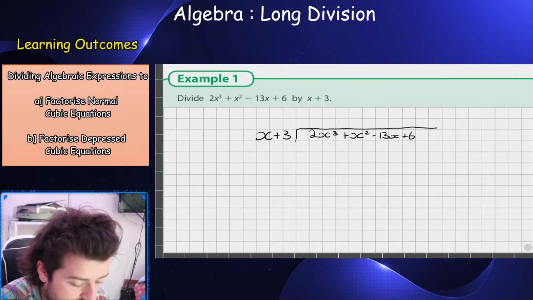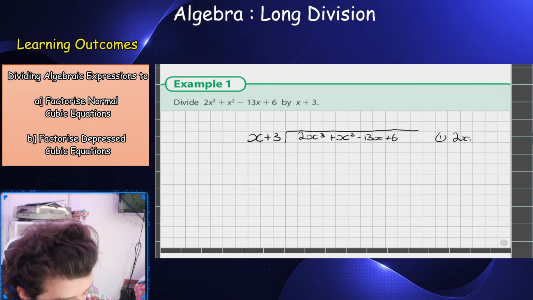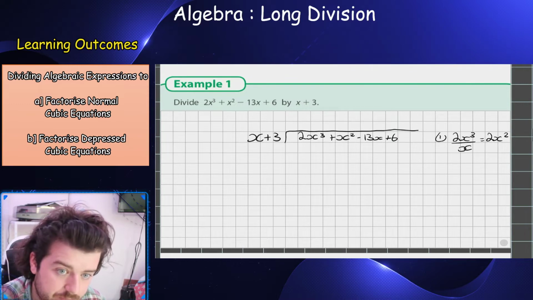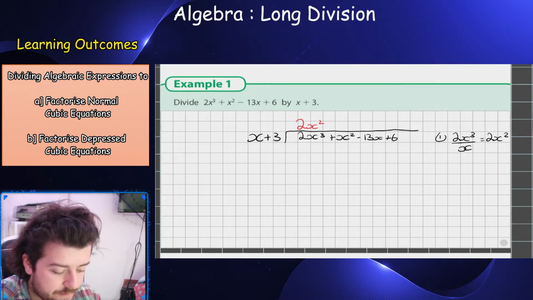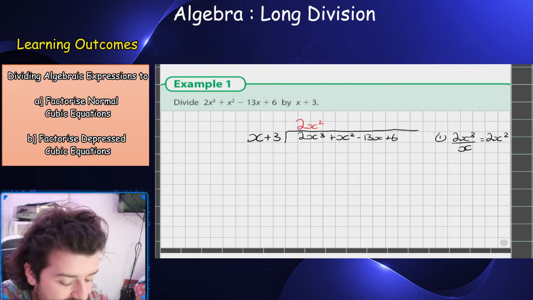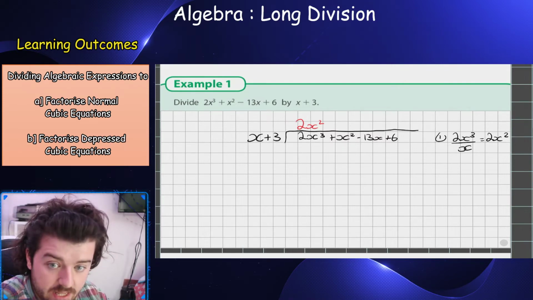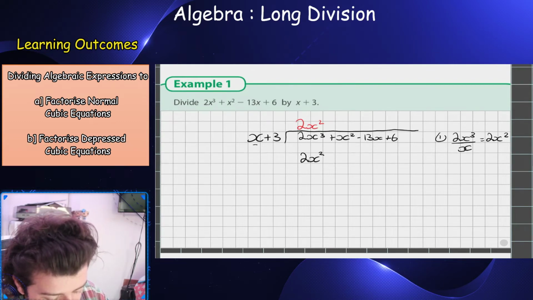The first step is I need to find out what I need to multiply x by here to get 2x cubed. Or more simply, I just need to find 2x cubed divided by x, which happens to be 2x squared. So I put that number on top there. Then the next step is I need to multiply this term into every term in the expression I'm dividing into. So 2x squared times x is 2x cubed.